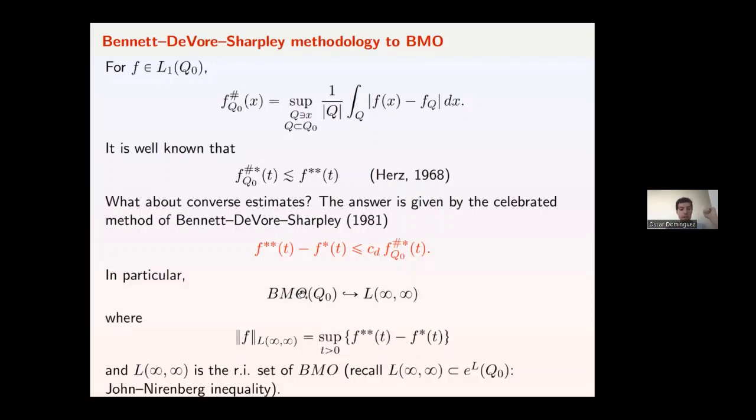Furthermore, Bennett-DeVore-Sharpley showed that this space is indeed the rearrangement invariant hull of BMO. In particular, this space is contained in the exponential class, so that this embedding improves the classical John-Nirenberg inequality. But be careful here, because this space is non-linear. So this embedding does not contradict the well-known fact that the exponential class is the best possible rearrangement invariant space containing BMO, because weak L infinity is not a vector space.